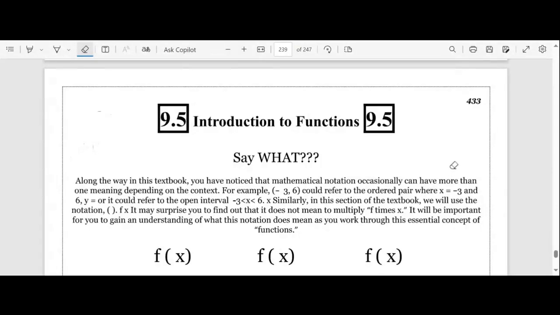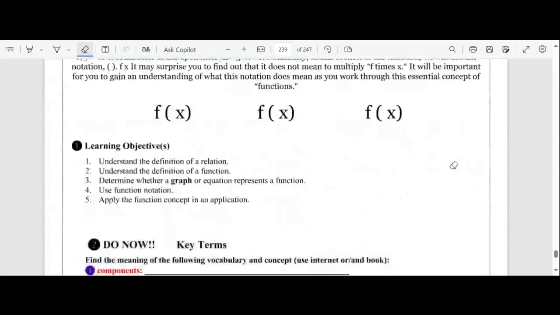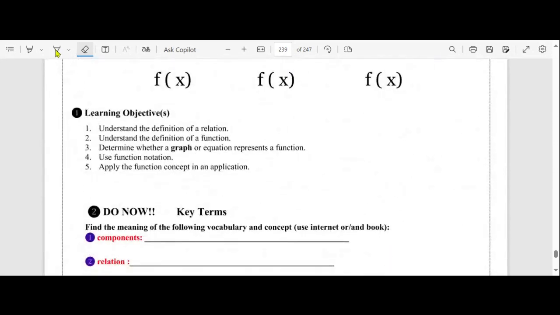9.5 Introduction to Functions. We used to use y, and we use what? Y and x. From now on, we use what? X and f of x, okay? Like this. So we're replacing y by what? F of x.